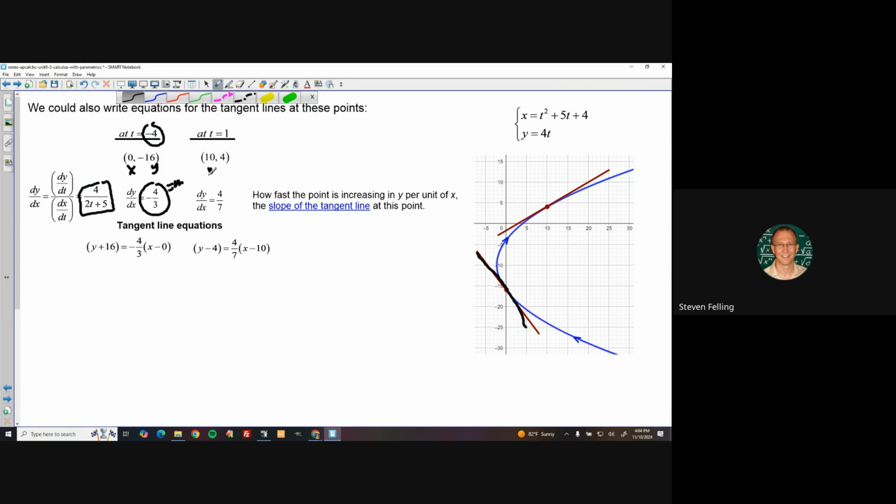And if you use the x and y and slope values to build the equation for the tangent line at another place, you get a different line. This is the line that's tangent at that particular location. So every particular parameter value along this path has its own unique tangent line.